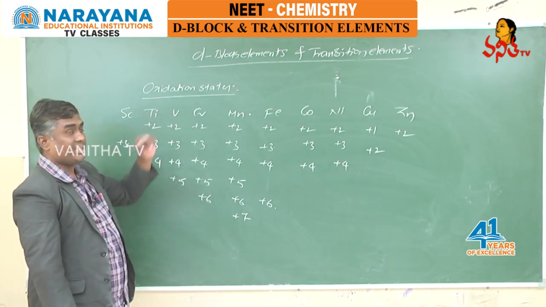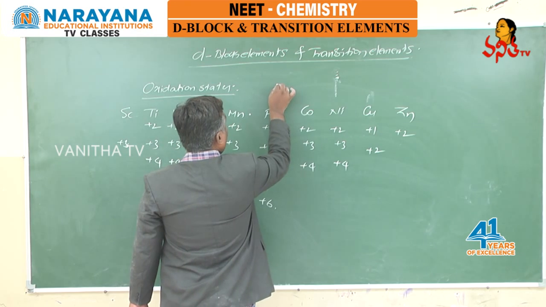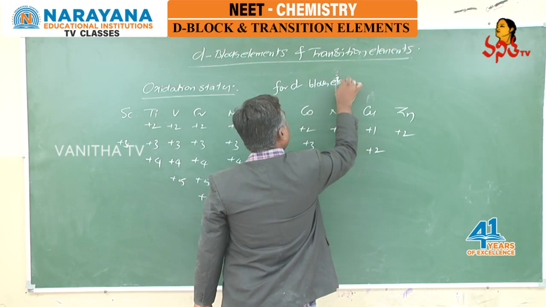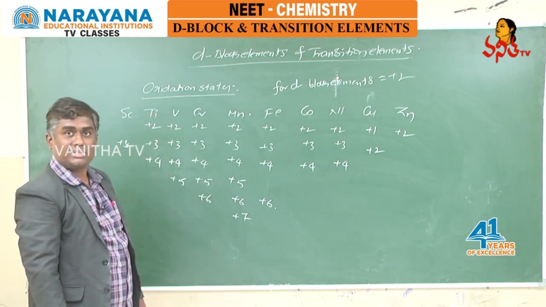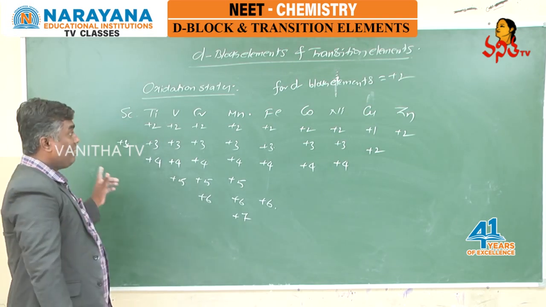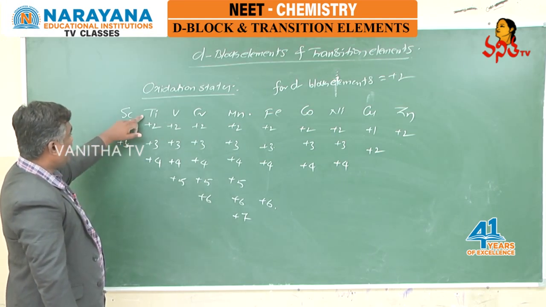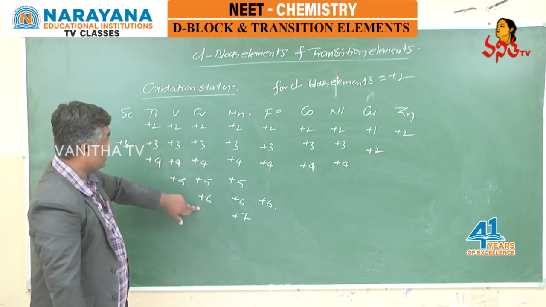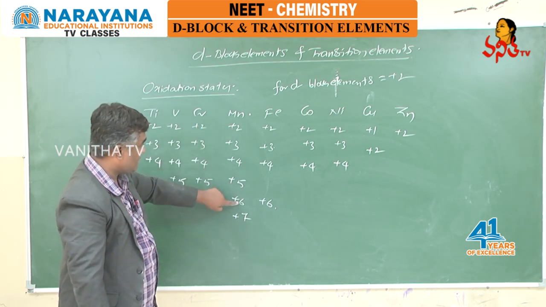If you focus on oxidation states, see, the common oxidation state for d block elements is +2. For d block elements common oxidation state is +2, but if you look at transition elements can exhibit more varieties of oxidation states. See, scandium can exhibit +3, titanium +2, +3, +4, vanadium 2, 3, 4, 5, chromium 2, 3, 4, 5, 6. Manganese is exhibiting more varieties of oxidation states, that is 2, 3, 4, 5, 6, 7 students.